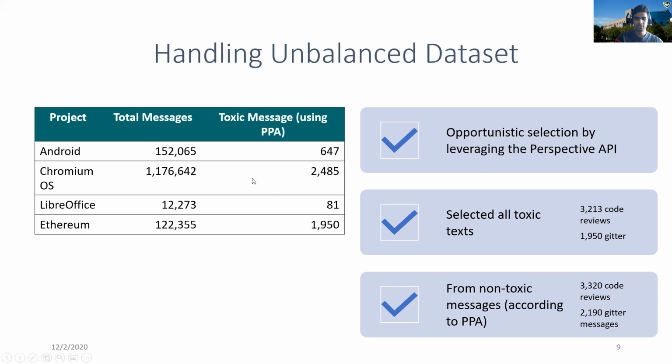So here is the total number of messages and the total number of toxic texts using the Perspective API. In addition, we randomly selected almost an equal number of non-toxic texts to balance our training and testing dataset.